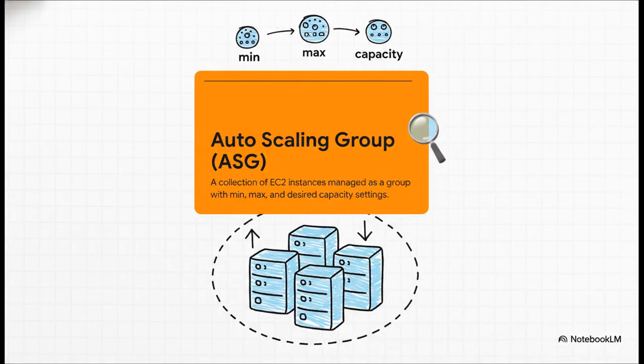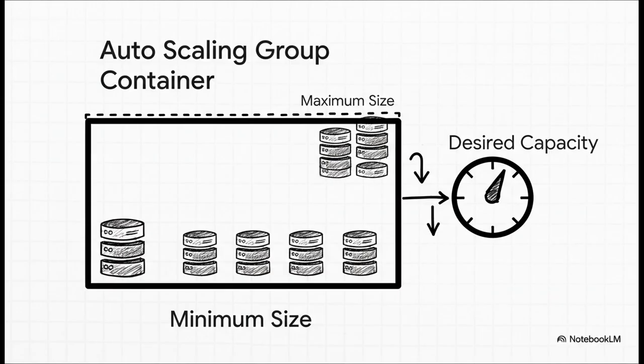Next up, we have the autoscaling group, or ASG for short. This is the container. It's like a corral where all your instances live. It's a way to treat a whole bunch of servers as one single manageable thing. This is where you set the rules for your fleet. Now, inside that group, there are three numbers you absolutely have to know. Think of the minimum and maximum size as your safety guardrails. Autoscaling will never go below your min or above your max.